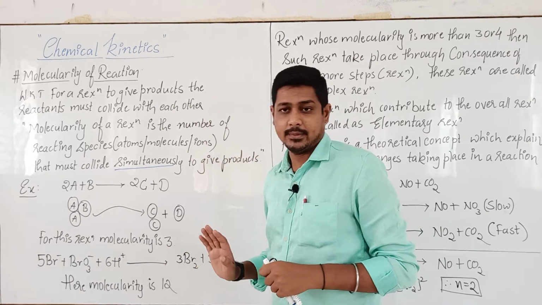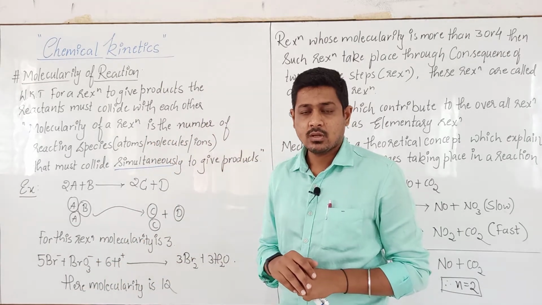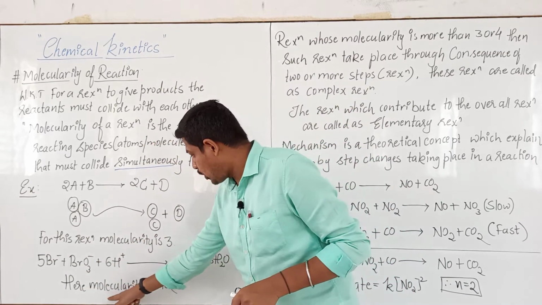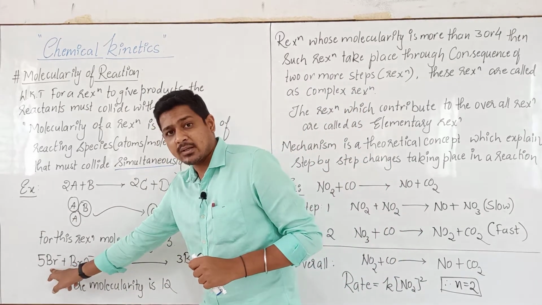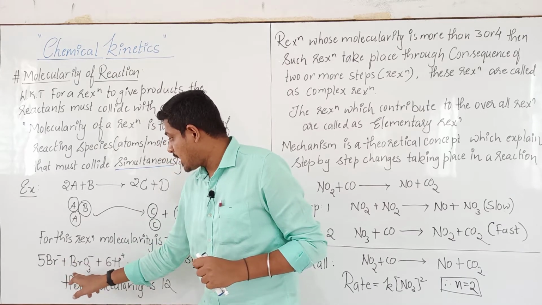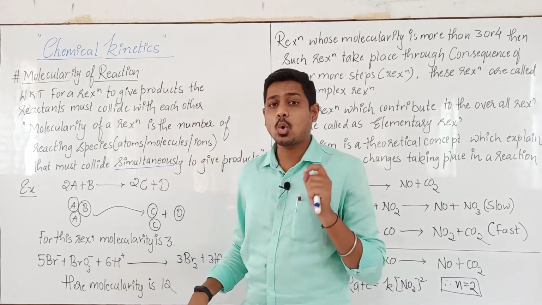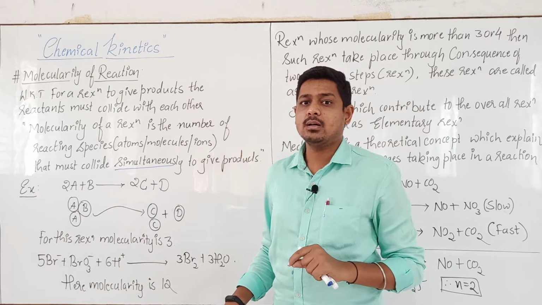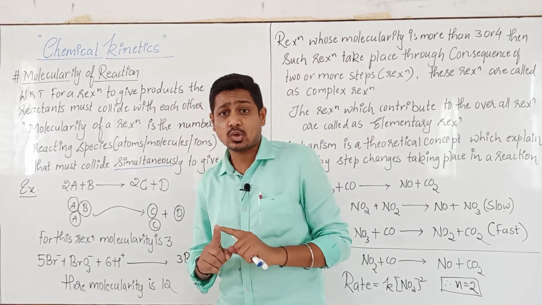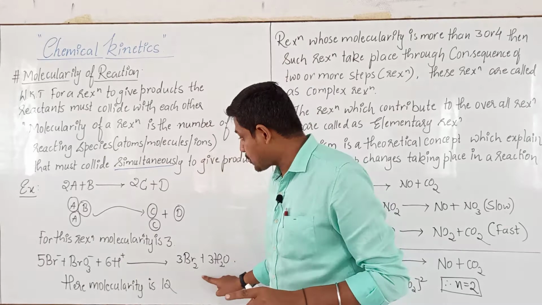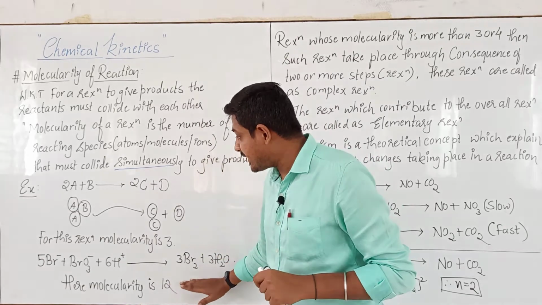It will be 3. Okay, down below I have written another reaction. There I have written the molecularity is 12. Why 12? Here 5 Br minus ions are there, then 1 BrO3 minus ion is there, and 6 H plus ions. So overall there are 12 reacting species, and these 12 particles must collide simultaneously to give this product. Now if I ask you, what will be the rate of this reaction?